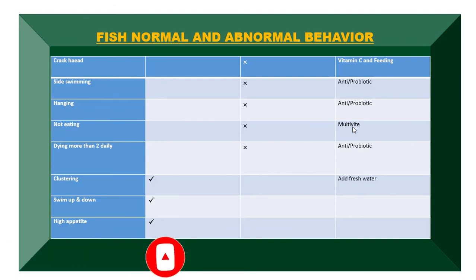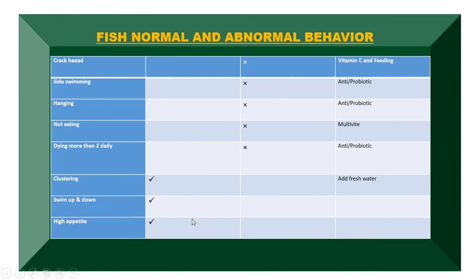Okay, when they are clustering, it is good for them to cluster in a place, so just allow them. You mostly see this during the day when they go to one side and cluster. That's a good thing for them. If the water is somehow not clean, you just add fresh water for them. Even when the water is fresh, they still cluster, so it is normal for them to cluster. When they are swimming up and down, it's a normal thing for them to do.